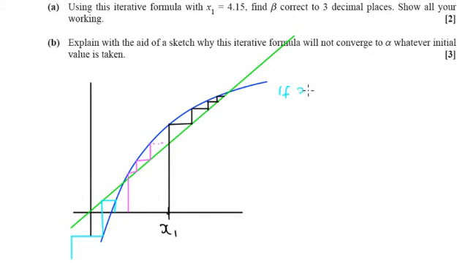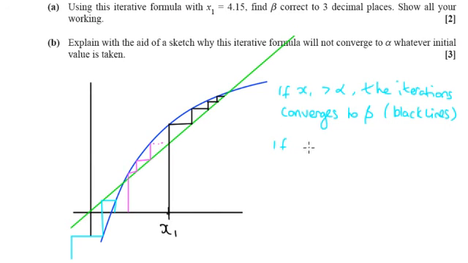So if x1 is greater than alpha, then the iterations converge to beta. So that's from the black line. If x1 is less than alpha, the iterations diverge to negative infinity. So that's the blue line.